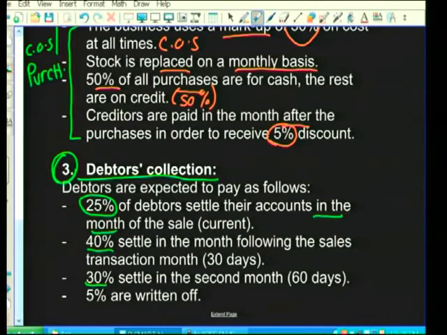Now, 5% written off, guys, remember, this is our bad debts. And guys, when we are doing a cash budget, we're really not interested in bad debts, because remember, it is a non-cash item. It doesn't go into that cash budget. Right, we've got our debtors collection policy. Let's now complete the schedule.